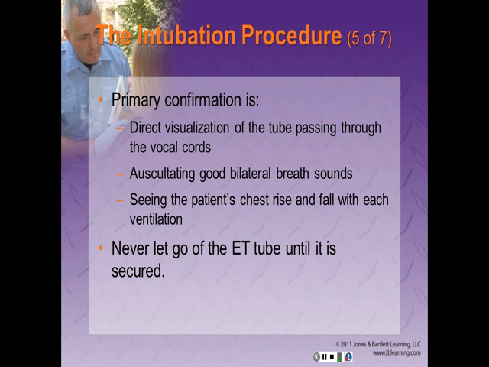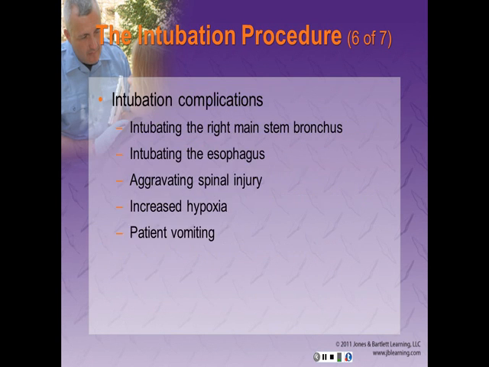Primary confirmation is the direct visualization of the tube passing through the vocal cords, as well as auscultation of good bilateral breath sounds and seeing the patient's chest rise and fall with each ventilation. Never, ever let go of the ET tube until it has been secured properly.